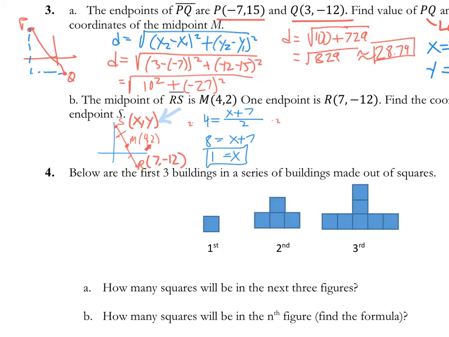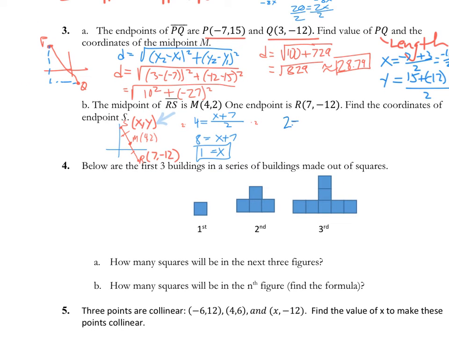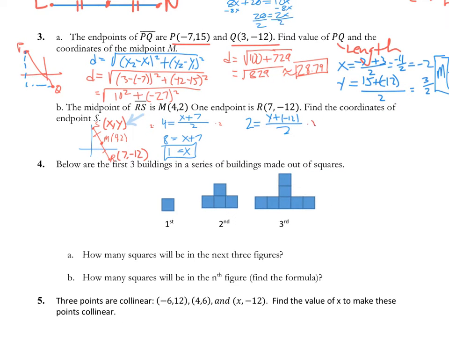Now what do we know about the y coordinates? So this 2 is the average of y and negative 12. So we know that 2 is the average of our mystery y value and negative 12. Average means add and divide by 2. And we can solve that pretty quickly. Double, double. Okay, 4 equals y minus 12. Add 12 to both sides, and we get y equals 16.